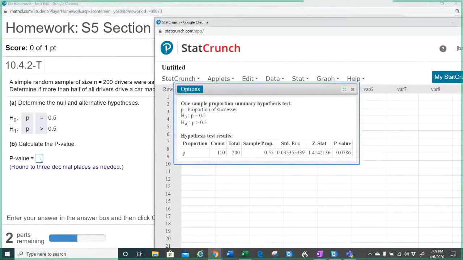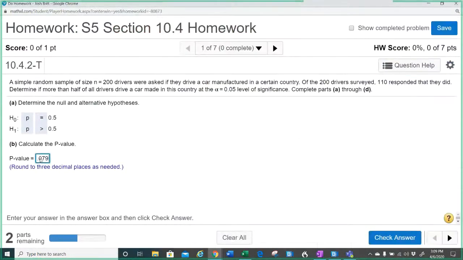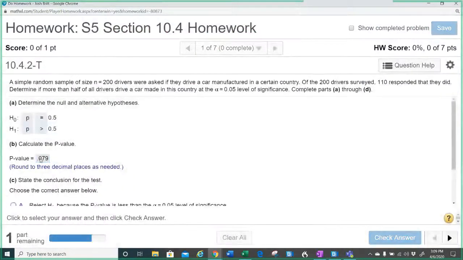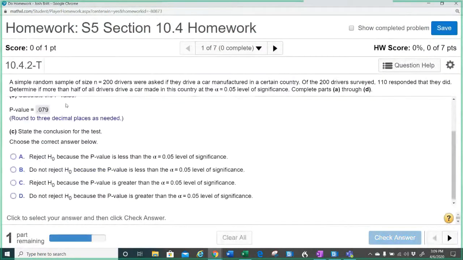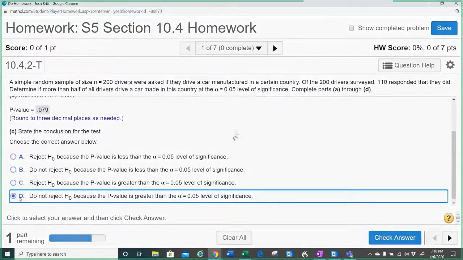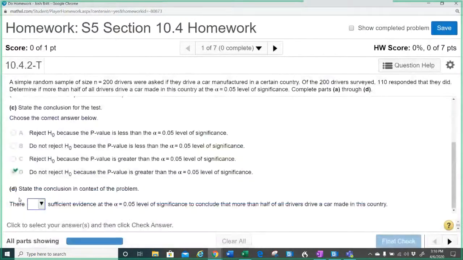P-value, 0.077 or 0.079. And so p-value larger than alpha, so do not reject because p-value is greater than alpha. So there is not sufficient evidence.